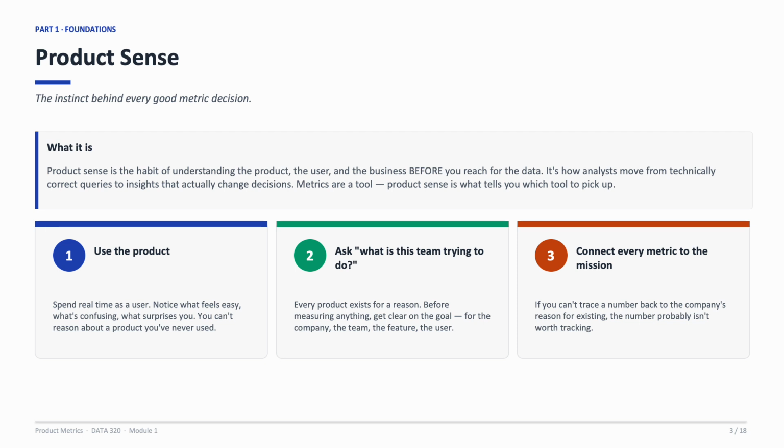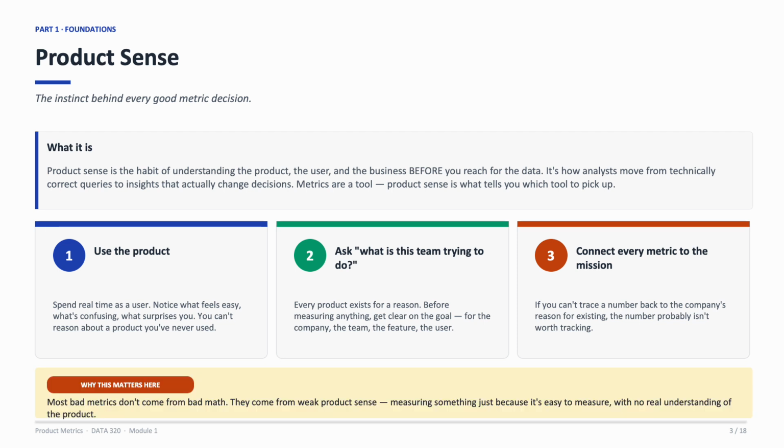Notice, product sense is the metrics-side equivalent of problem framing. You can't frame the right problem without understanding the context, and you can't pick the right metrics without understanding the product. Same skills, just a different deliverable.